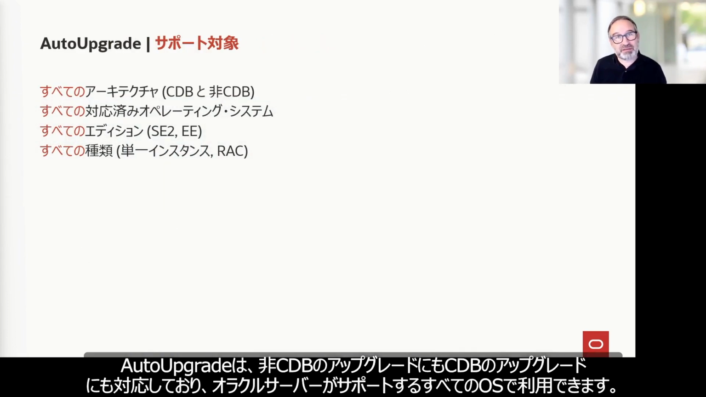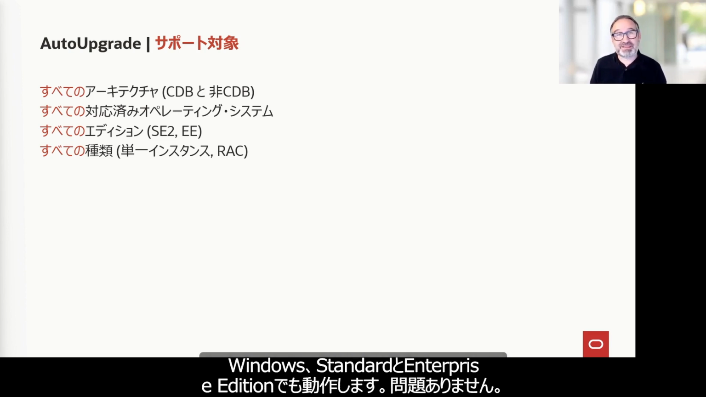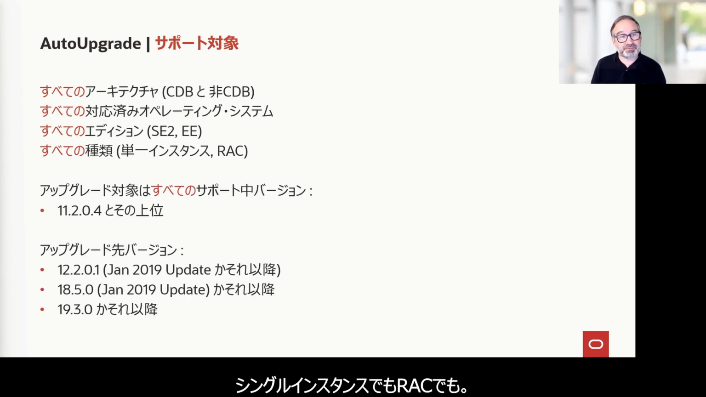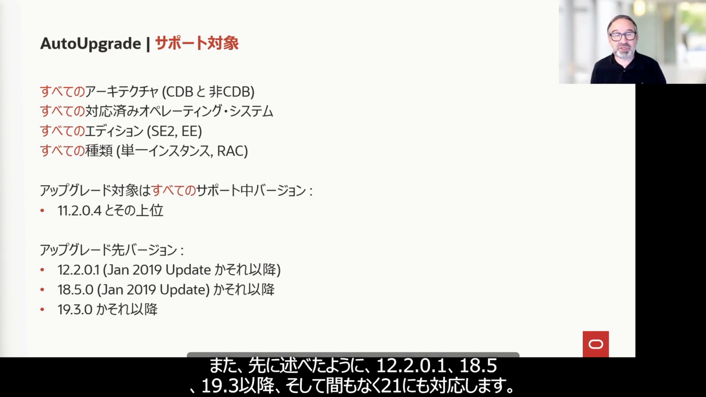So AutoUpgrade is available for non-CDB upgrades and CDB upgrades on all Oracle server-supported operating systems. So if you have a database installation there, AutoUpgrade is supported and works, even on Windows. Standard and Enterprise Edition, no problem here. Single instance and RAC. And we upgrade from all supported versions, from 11.2.0.4 or newer, and as I said before, 12.2.0.1, 18.5, 19.3 and newer, and soon also to 21.